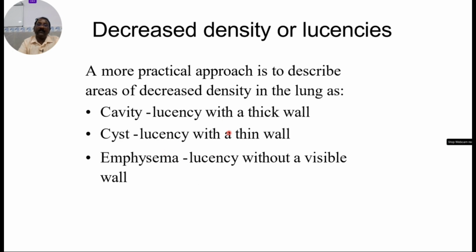Okay, so in all these three you can have a decreased density or lucencies. The increased density is more of consolidation, some masses, some atelectasis, or some miliary tuberculosis or sarcoidosis, etc. But here the decreased density could be a cavity, a cyst, or an emphysema. So these two will have the walls. Without the wall is the emphysema, thin wall in cyst and thick wall in the cavity.